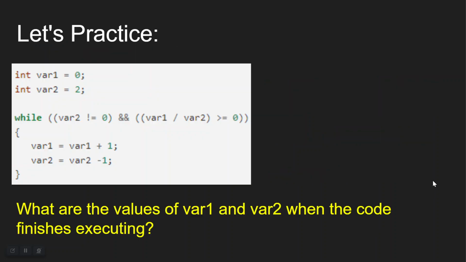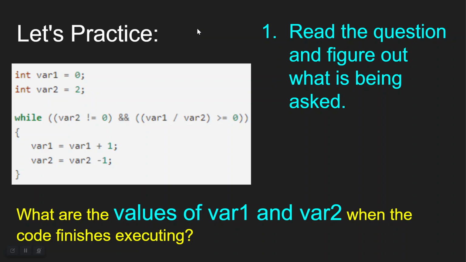All right, so we're going to go ahead and try 3 practice problems here. Here we go. What are the values of variable 1 and variable 2 when the code finishes executing? And here is our code. This one's going to be relatively low-key, low stress, not too tough. However, this condition right here looks a little bit intimidating, right? So there's maybe something going on here that's going to mess us up, but we'll see.